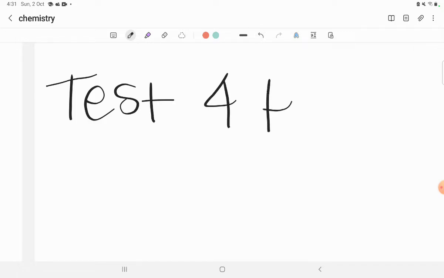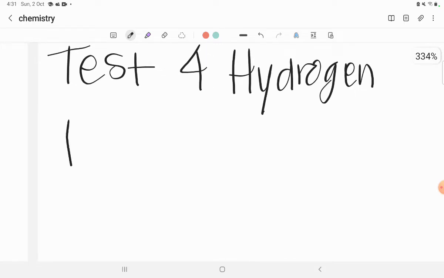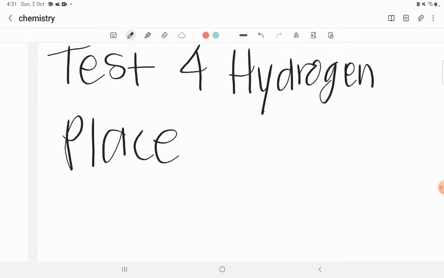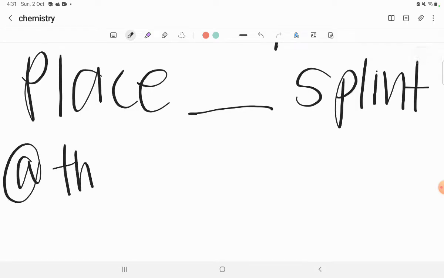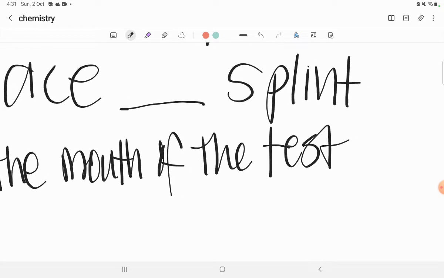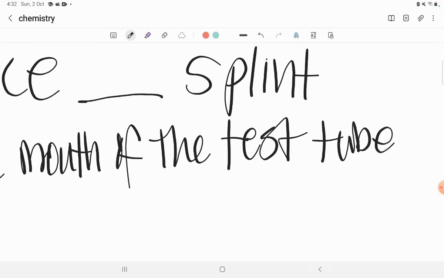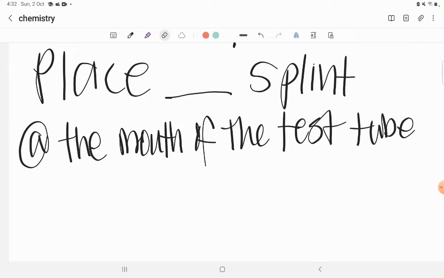To test for hydrogen, you place a splint at the mouth of the test tube. This second line is optional, but I put it just in case they are picky about the marks or anything.